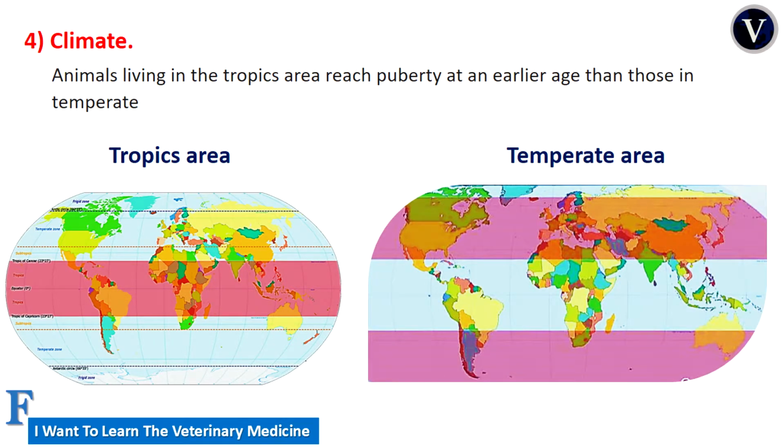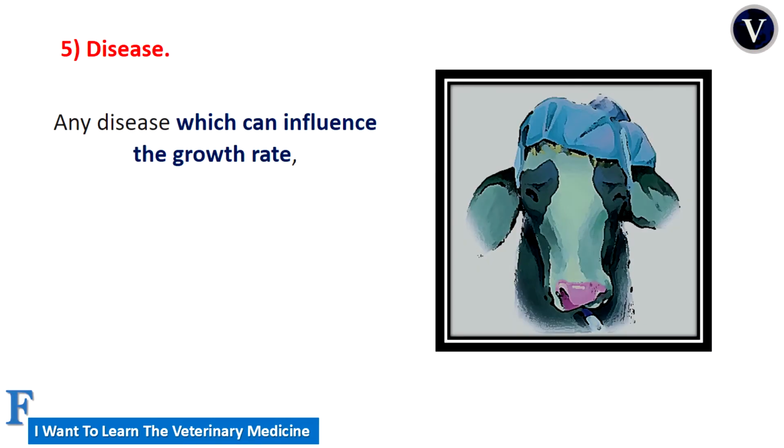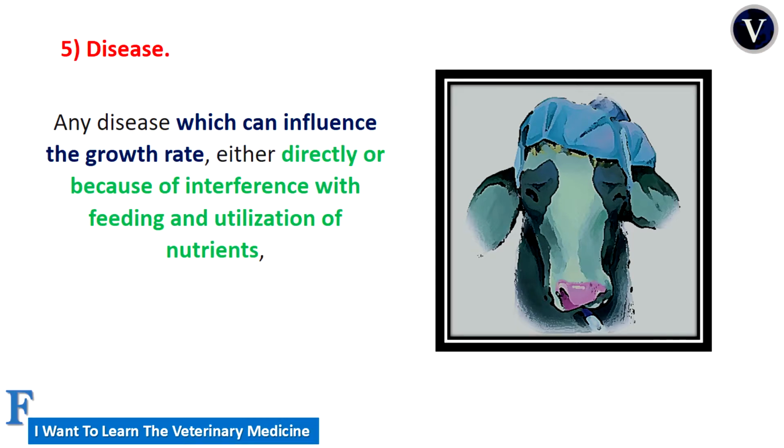And finally, number 5, disease. Any disease which can influence the growth rates, either directly or because of interference with feeding and utilization of nutrients, will delay the onset of puberty.